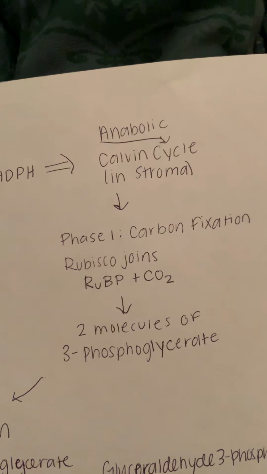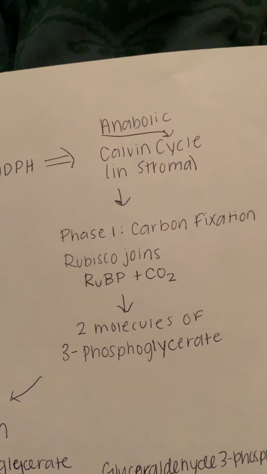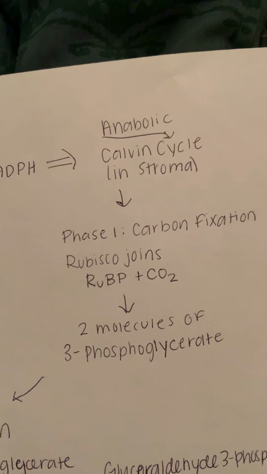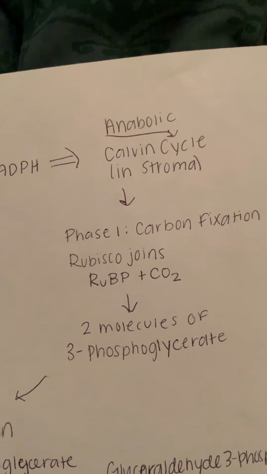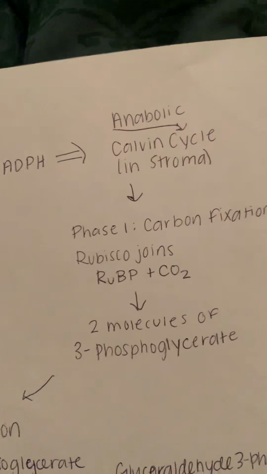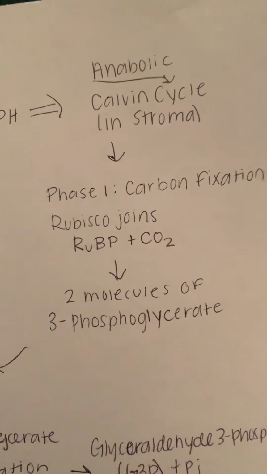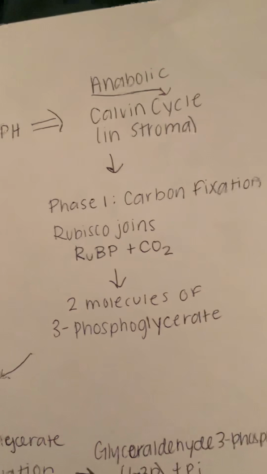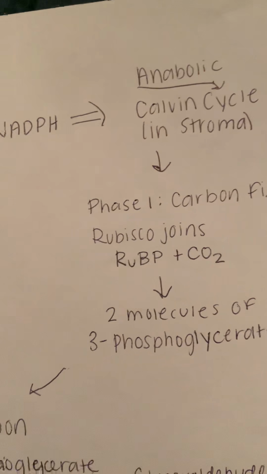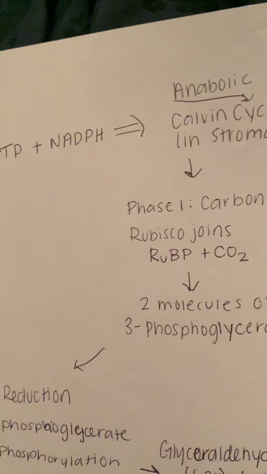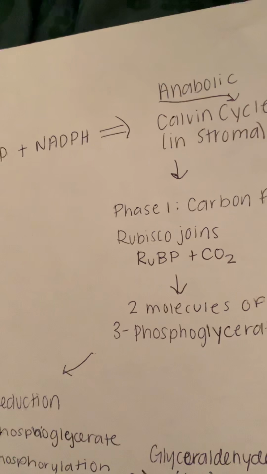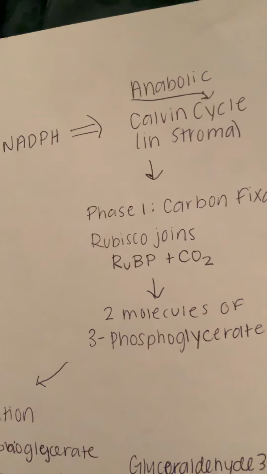So in phase 1, Rubisco joins RuBP plus CO2, and that turns into 2 molecules of 3-phosphoglycerate, and Rubisco is just an enzyme. It helps with carbon dioxide and oxidation.